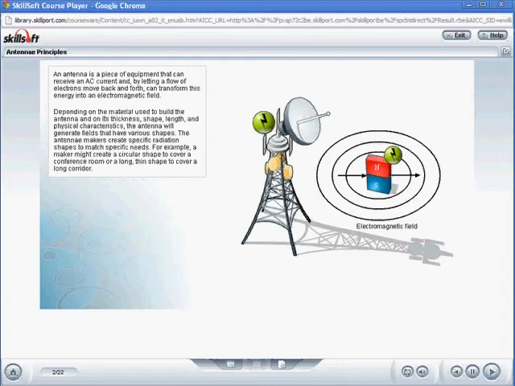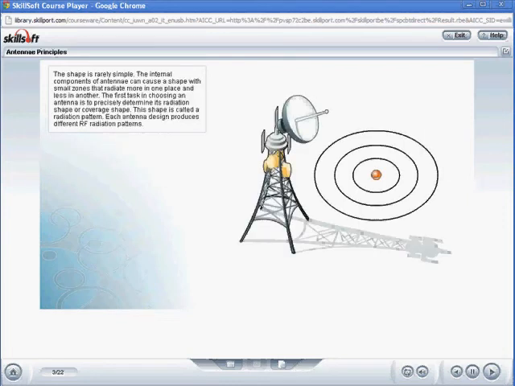The antennae makers create specific radiation shapes to match specific needs. For example, a maker might create a circular shape to cover a conference room or a long, thin shape to cover a long corridor. The shape is rarely simple.